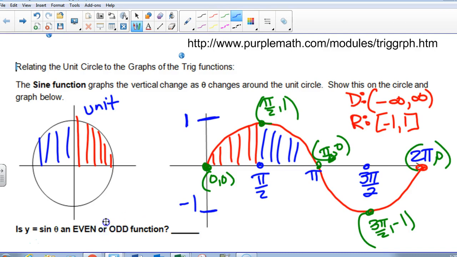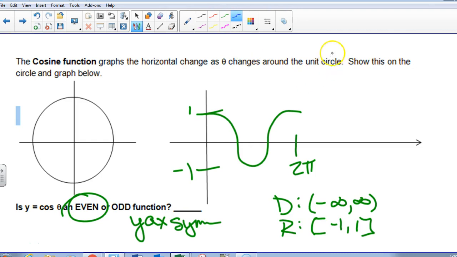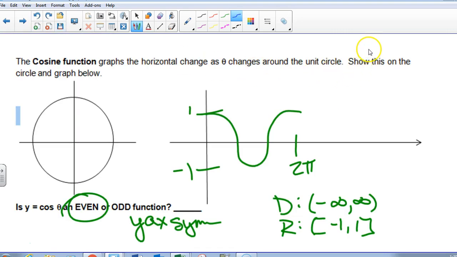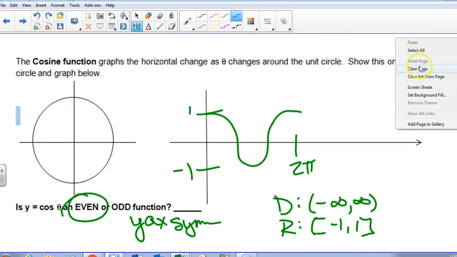The even or oddness of a function refers to whether it is y-axis symmetric, remember that from last semester, or origin symmetry. All right, if I draw this through the origin, it actually goes like this. So that is what? Origin symmetry or odd. That was a really bad little graph up there. All right. Somehow I did manage to save it with the ink last period. Okay, Hoffbauer, not clear page, clear ink. Got it.